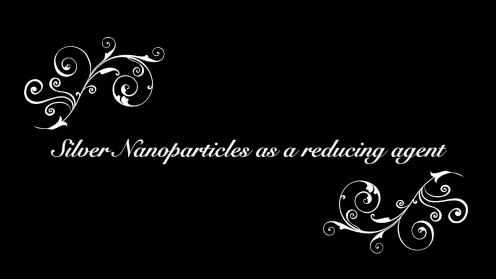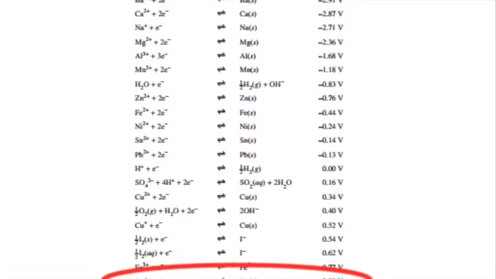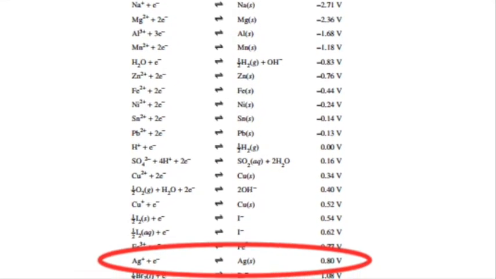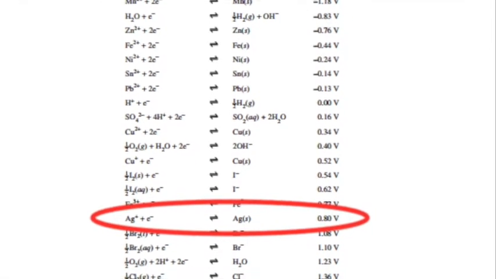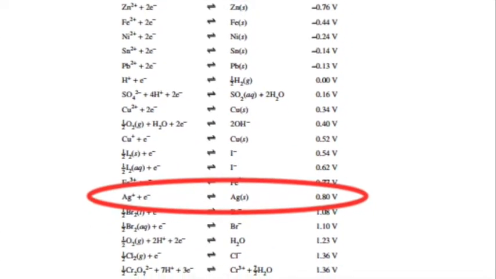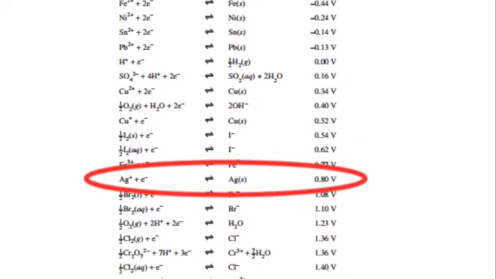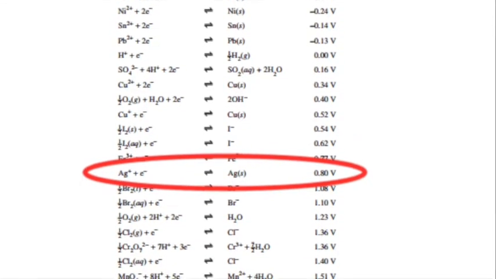The electrochemical properties of silver nanoparticles are also vastly different to their bulk counterpart. While bulk silver is an oxidizing agent with a reduction potential of 0.8 volts, silver nanoparticles are completely different. They're a reducing agent with a reduction potential of minus 1.8 volts. This has some very useful consequences.